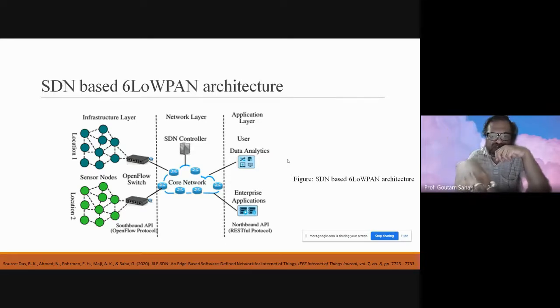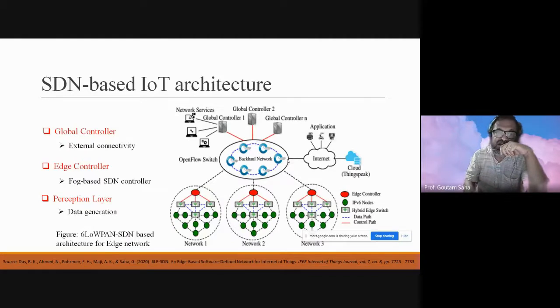We have just introduced those things in the 6LoWPAN IoT architecture, and it is also working fantastic, much improved over the conventional 6LoWPAN IoT architecture. We have also published a paper on it. Next, this is where we got the IEEE IoT paper.